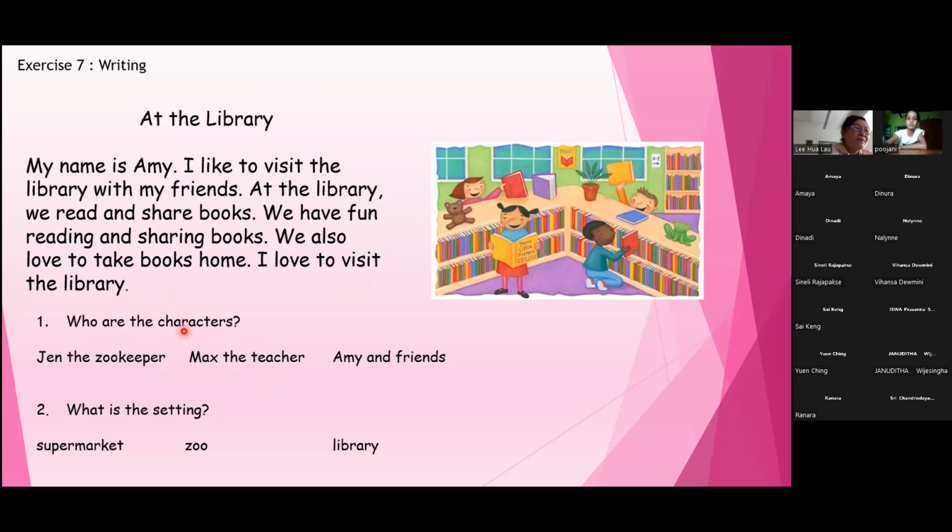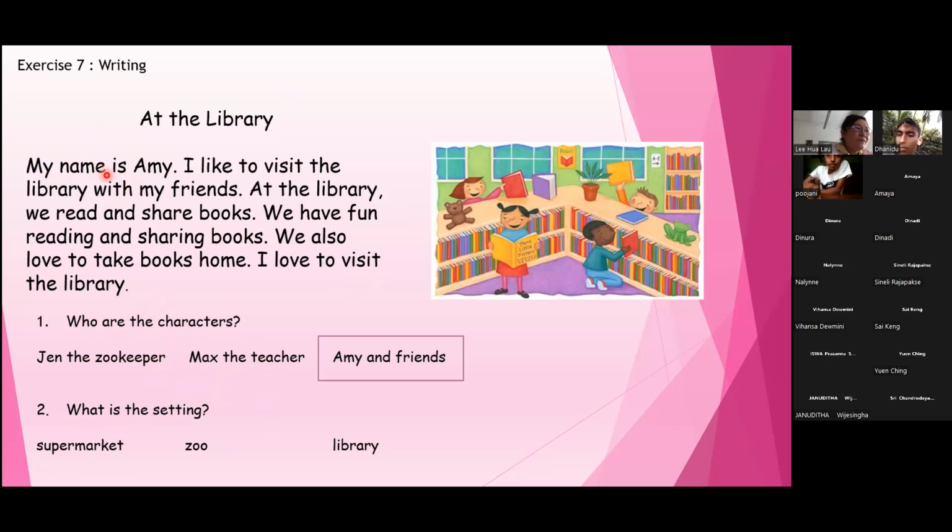Who are the characters? Amy and friends. Yes. Amy and friends. Yes, you are right. So, you see, did the story here tell you Amy and friends are the characters? It didn't, right? But because you read, my name is Amy, I like to visit the library with my friends. So when you read these two sentences, you immediately know they are the characters. So it's the author's job to make sure that we understand the characters very well.